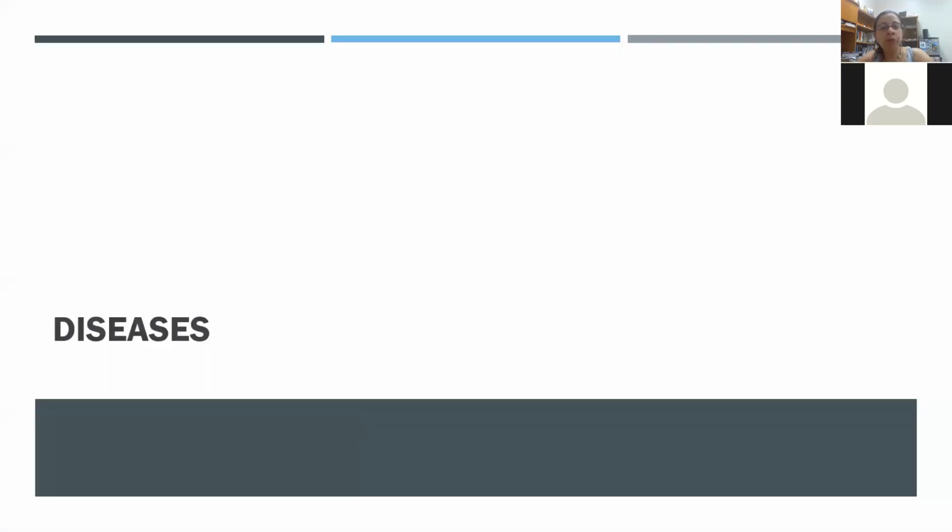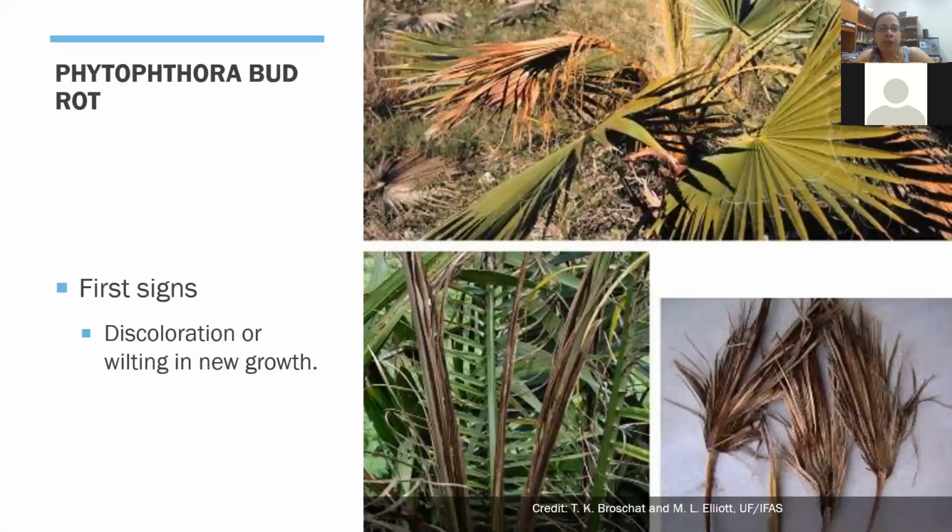All right, so we're going to move on to diseases, and I'm only talking about a few of them. Again, that's because these are the big ones that you need to do something about right away. And one of them you actually need to pre-treat to prevent it. So first off, we're going to talk about just a little bit about Phytophthora bud rot.